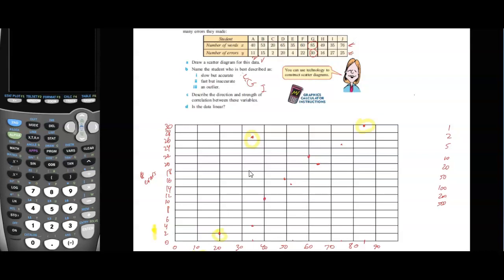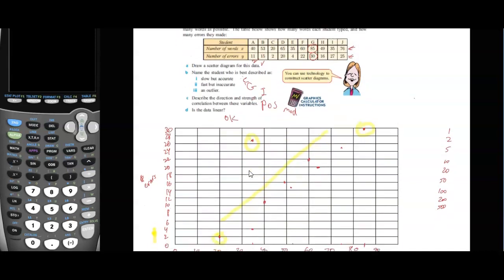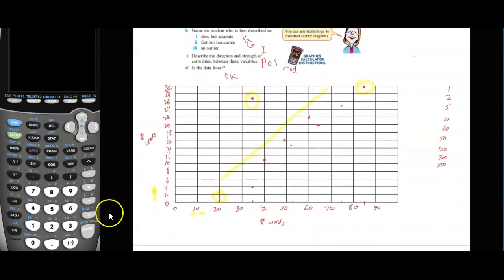Describe the direction and strength of the correlation between these variables. Looks like it's an upward trend here, so that would be a positive correlation. And I would say maybe it's moderate, except for the outlier. It looks pretty good. So I would say positive, moderate. Is the data linear? Yeah, it looks pretty linear. Okay, so that's it for this one. Moving on to the next page.